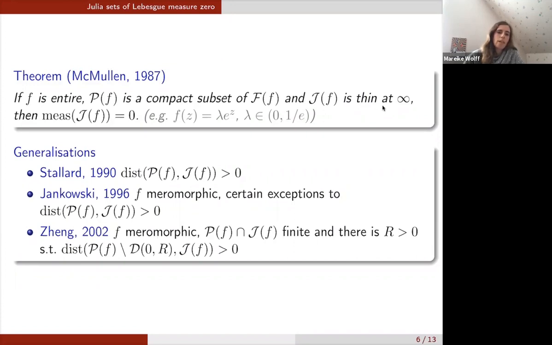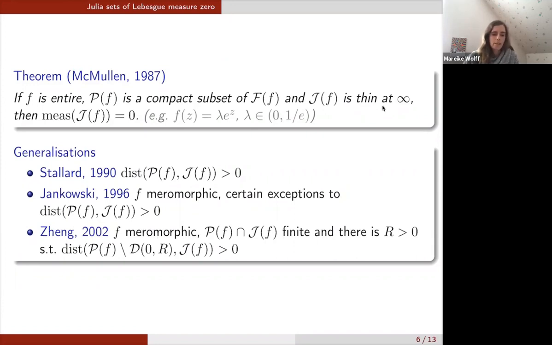The result by Zhang, which is more general than the one by Jankowski, more precisely says that if f is meromorphic, there are at most finitely many post-singular values in the Julia set, and the set of post-singular values which lie outside of some large disk has positive distance to the Julia set, then if the Julia set is thin at infinity, its Lebesgue measure is 0. My goal now was to generalize this and, under some assumptions, allow for an unbounded sequence of post-singular values whose distance to the Julia set tends to 0.